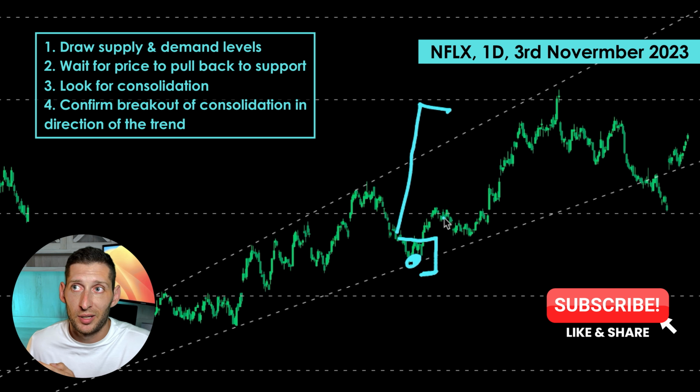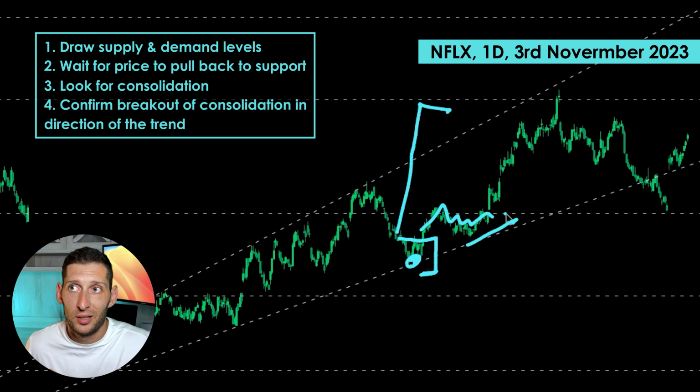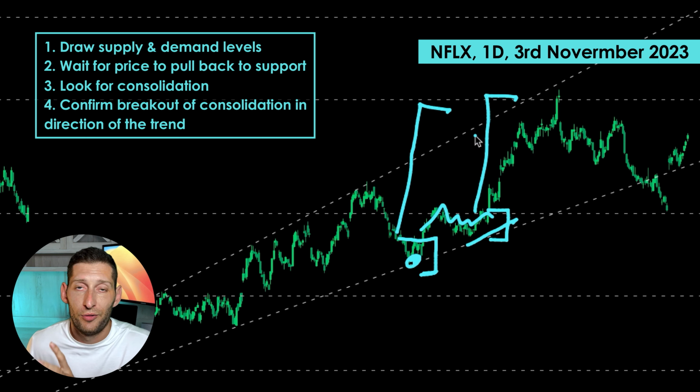And you can even see the same thing here where it consolidates. We have the support right here. So yet again, you have a very small level for your stop loss. And then we just want 3 times that risk for our profit target. So all 3 of these would have been really good entries.